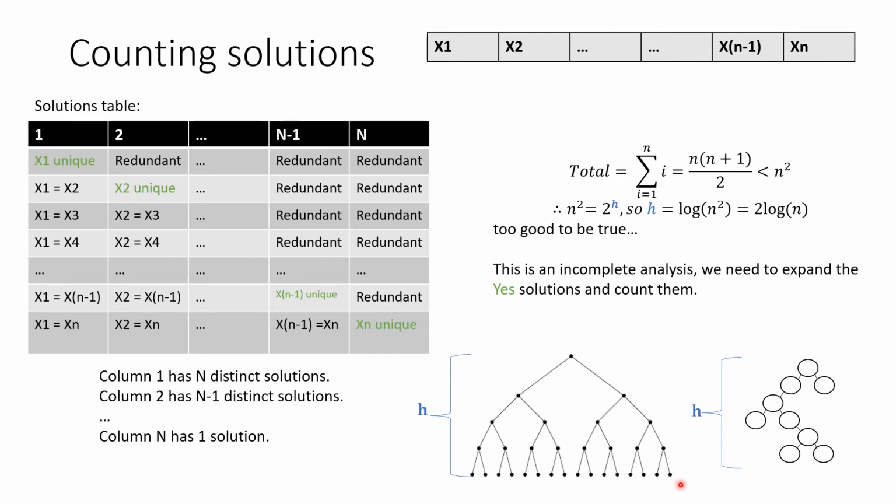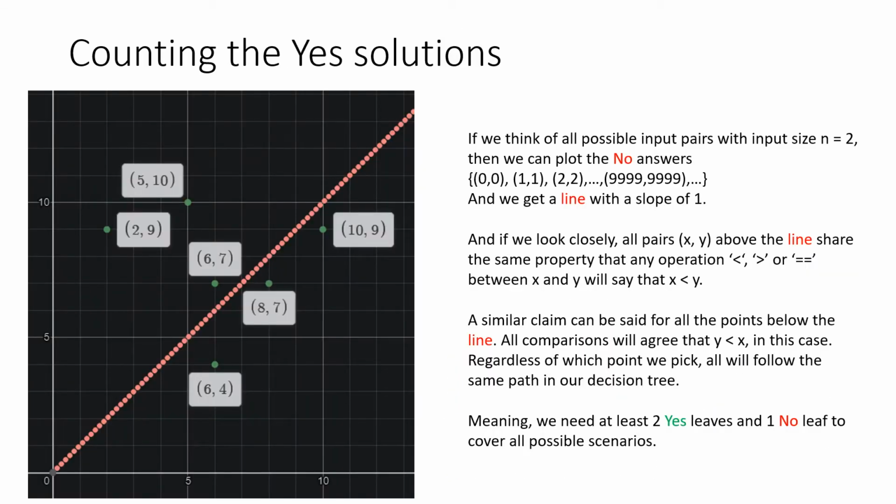So is that it? Did we just prove that we can do better than n log n? Well, no, sadly. This is an incomplete analysis. We need to expand the yes solutions because there might be some information missing on those. To count all the yes solutions, let's consider the smallest case where we have an array of 2 items.